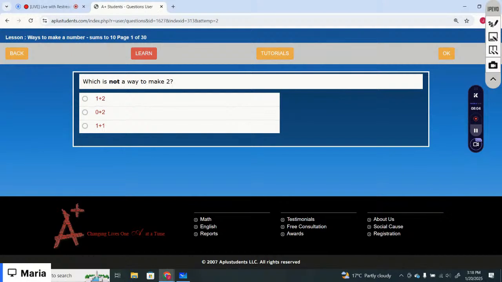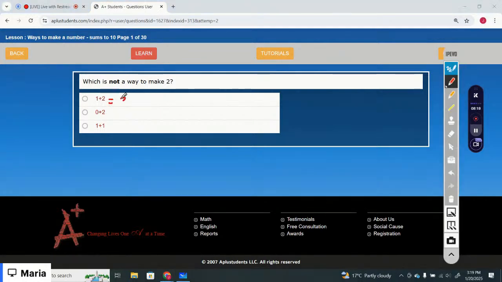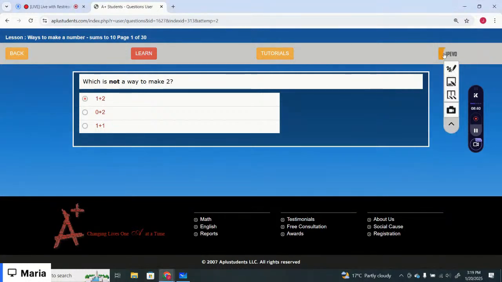Which is not a way to make 2? Not a way. 2 plus 1 is 3. 2 plus 0 is 2 and 1 plus 1 makes 2. So the one that is not a way to make 2 is option number 1. That is 1 plus 2. The correct option is option number 1. That is 1 plus 2.